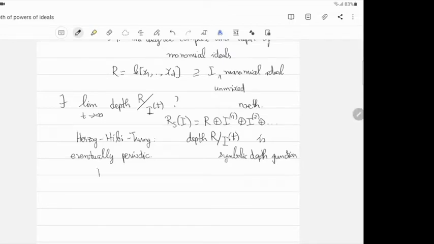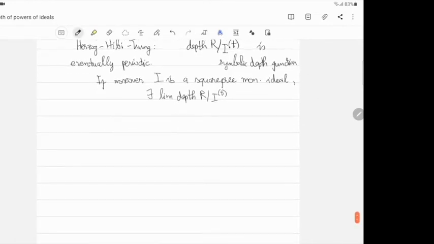And if moreover I is a squarefree monomial ideal, then actually this symbolic depth function is convergent. And it is due to Hoa, Kimura, Terai, and Trung.